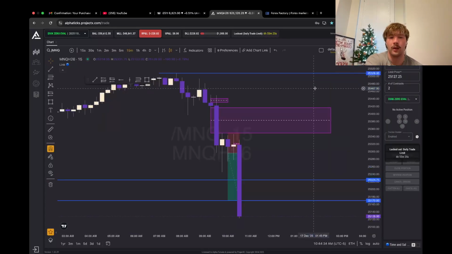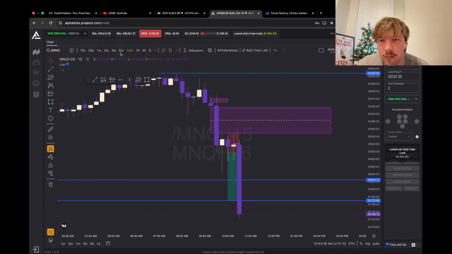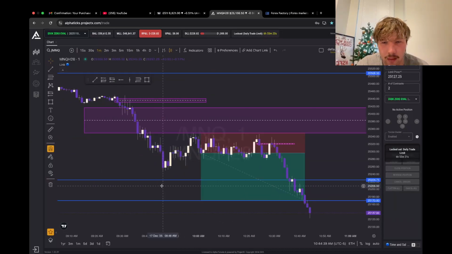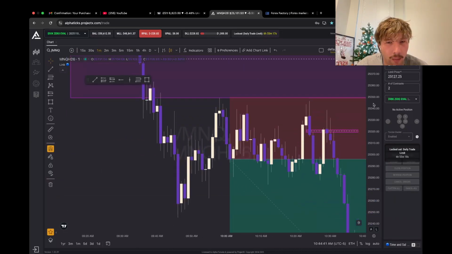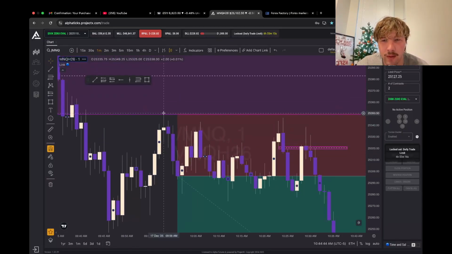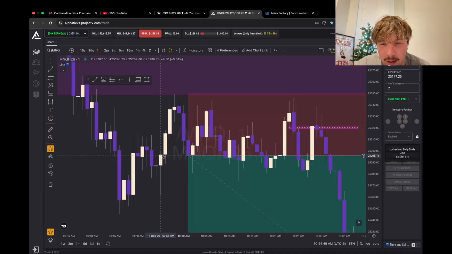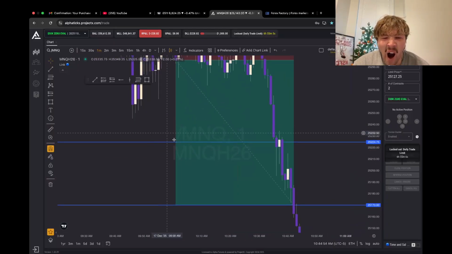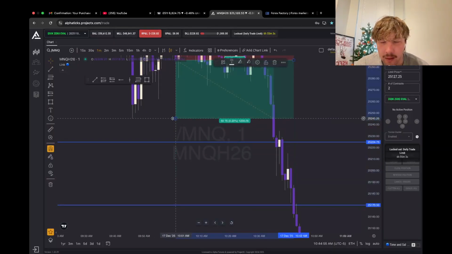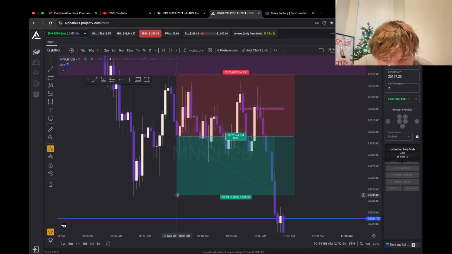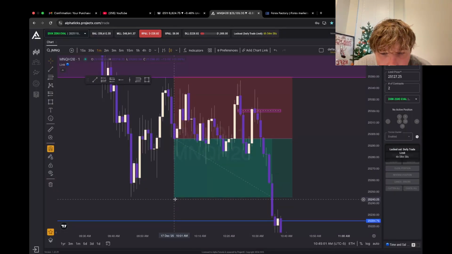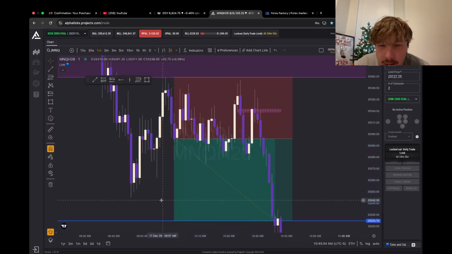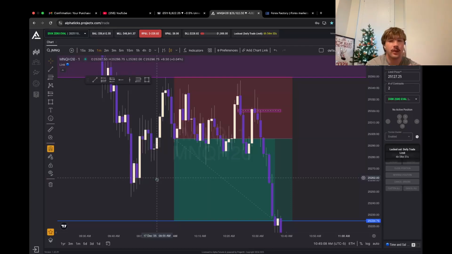All right, now that the context is given, what was I looking for? Right about here, there was an SMT with that 5 minute gap that I just mentioned. We inverse this leg, so I entered short. I was targeting at least a 1 to 1. I think I was going to target these lows. My break even was going to be here, and that was going to be the trade.